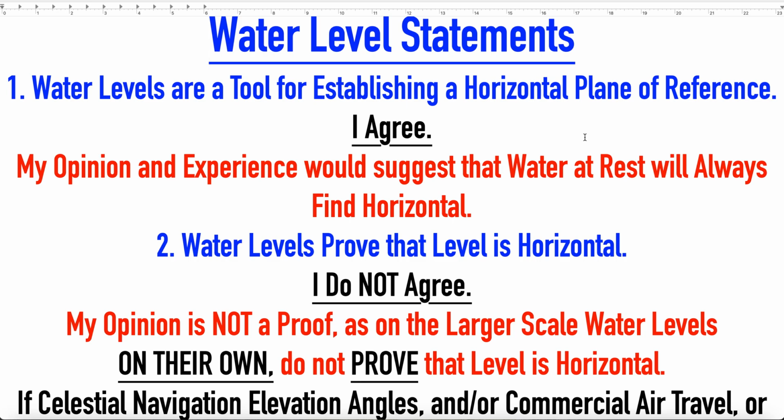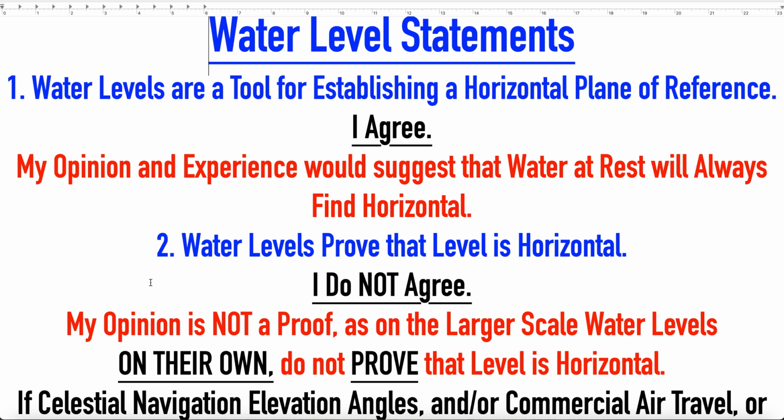They have beliefs, and this is some of their beliefs, and they believe that their water level argument is a solid argument, and I'm going to show how it's not. I think I've already shown it with my explanation, but I'll go on anyway. So here's some water level statements from these people. 1. Water levels are a tool for establishing a horizontal plane of reference. I agree, right? My opinion and experience would suggest that water at rest will always find horizontal. So I don't disagree with it. I agree with it. That water at rest will always strive to find horizontal. No problem there. That's what my opinion would be, right? But that is my opinion and my experience with water, right?